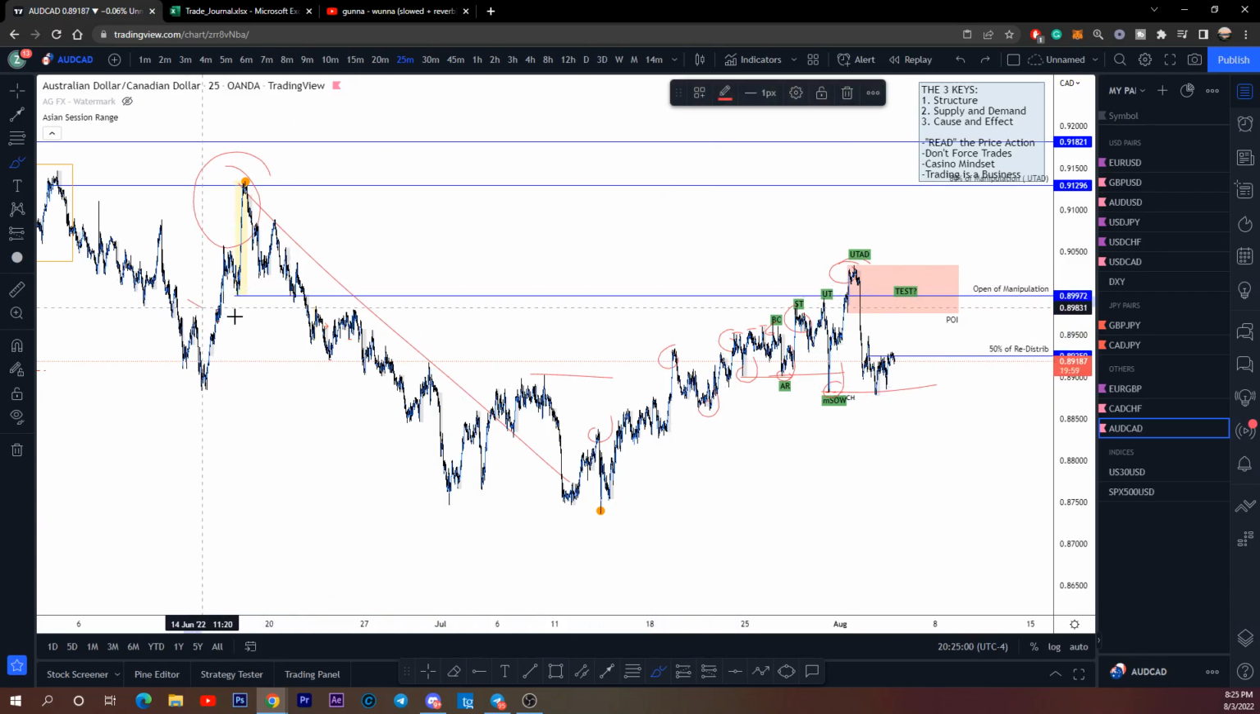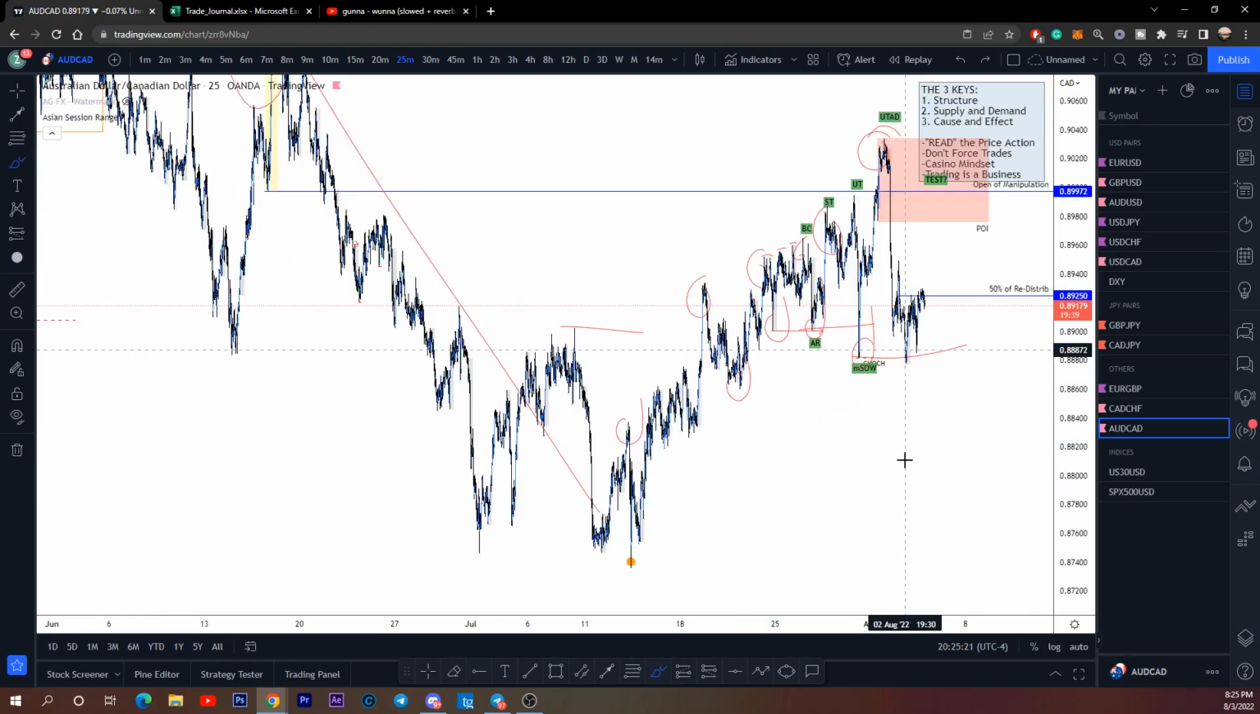Well, it's no surprise we have tapped into a supply zone. So there it goes again, there goes our three keys, there goes our blueprint. Structure, bearish, supply and demand. Our supply zone is right here. This is the manipulation that was not mitigated. Cool, we've tapped into that. Where is our cause and effect? This is our cause and effect.